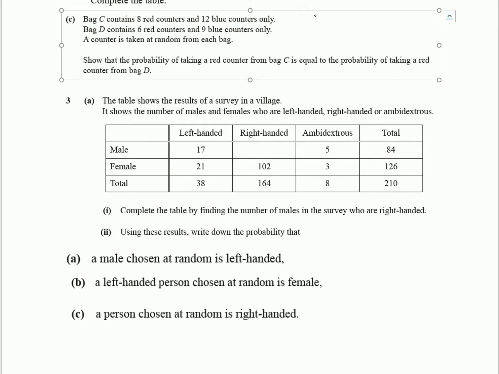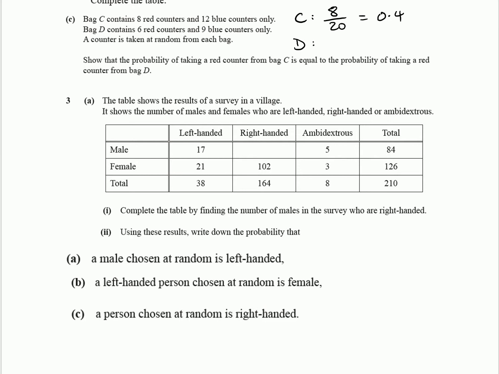From bag C, the probability of getting a red counter is 8 red counters out of 20 altogether. Let's write this as a decimal because it's going to be easier to compare things if they're written as decimals. 8/20ths goes down to 0.4 as a decimal. From bag D, there are 6 red counters out of a total of 15 altogether. If you type 6 out of 15 into your calculator and convert that to a decimal, you get the same answer. So the probabilities are the same.